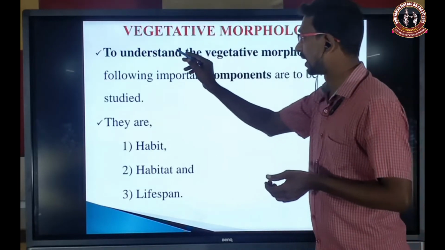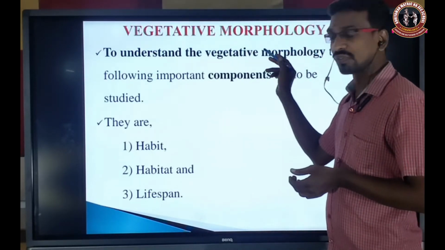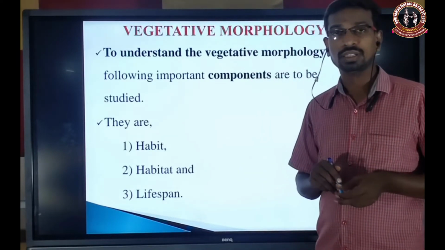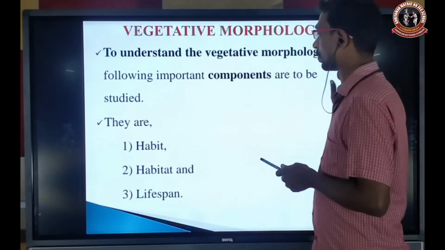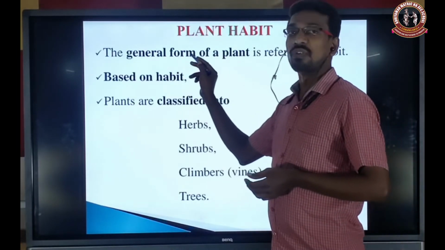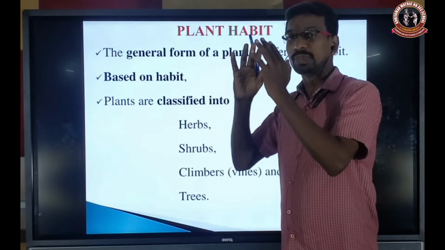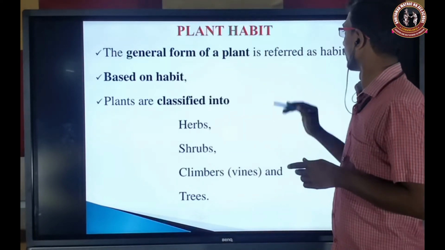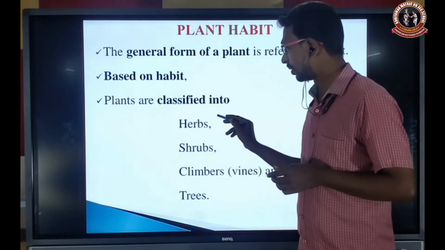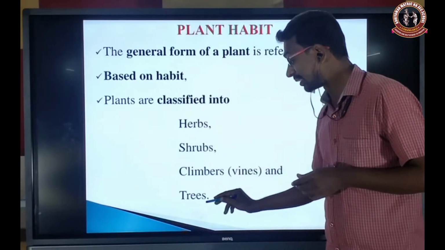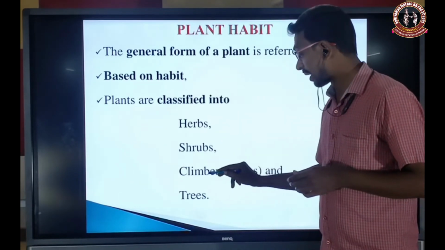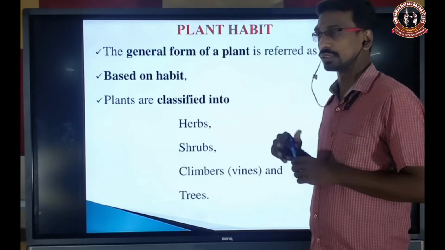So if you want to know the vegetative morphology, we must know these things: habit, habitat and lifespan. Let's see one by one. The first one, habit. It is the general form. Form means structure. The general form of the plant is referred to as habit. Based on the habit, plants are classified into herbs, shrubs, climbers and trees.